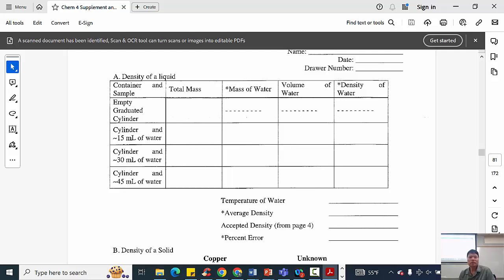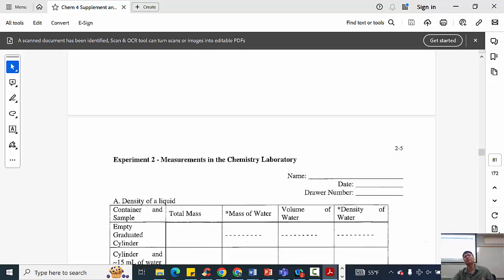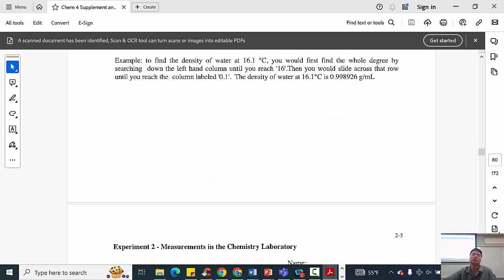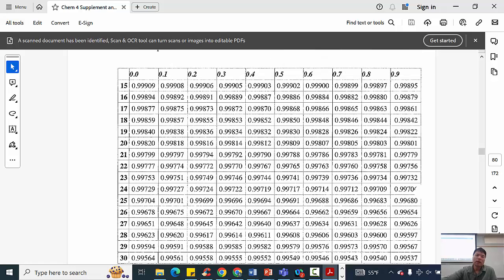And so what we're doing is we're determining the density of a liquid, and this liquid's water. And we're determining the density by measuring its mass, measuring its volume, taking the mass divided by the volume, that gives us the density. Now the density of water changes with temperature because water expands and contracts a little bit with temperature. And so some people have measured it. It's a very small change.